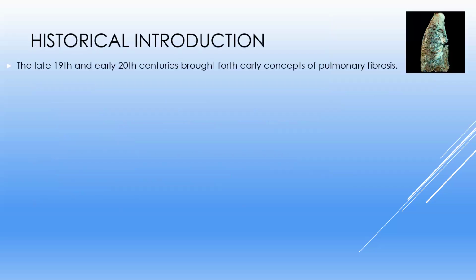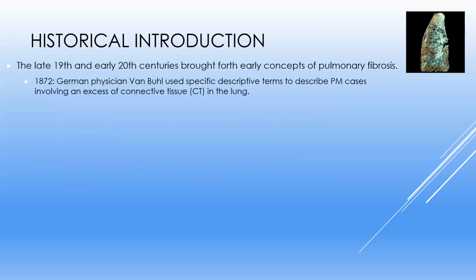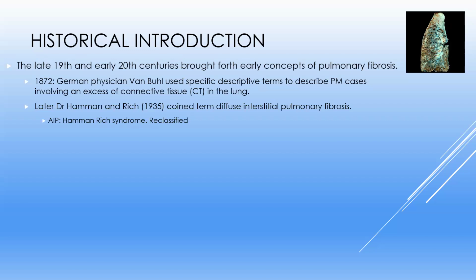So just some historical background, which I always think is important. The late 19th and early 20th centuries brought forth some early concepts of pulmonary fibrosis. In 1872, a German physician by the name of Buhl used specific terms to describe post-mortem cases, describing an excess of connective tissue in the lung. Later, Hamman and Rich coined the term interstitial pulmonary fibrosis, and for those familiar with the term, acute interstitial pneumonitis has been renamed Hamman-Rich syndrome, interestingly.